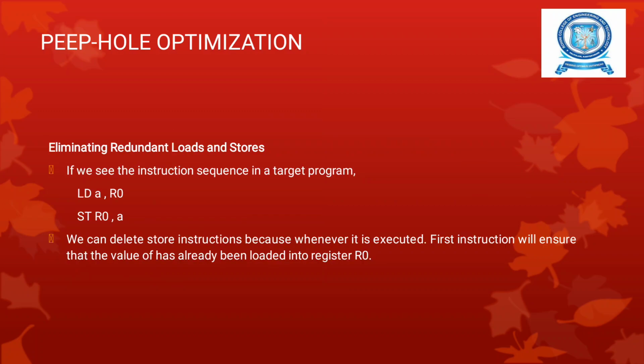So here, the redundant instructions. Basically, peephole optimization is used to reduce redundant instructions. Consider a target code: LD R0, A, then ST A, R0. Here, in the load statement, the content of A is already available in R0, so there is no need for this store statement. This acts as a redundant instruction, because the content of A is already available in R0 and A also, so no need to store the content of R0 into A.